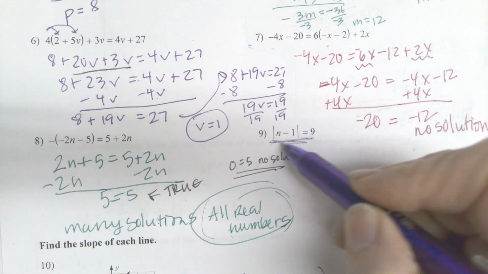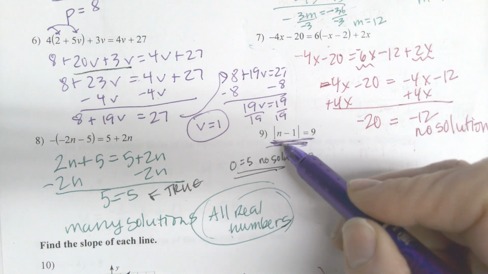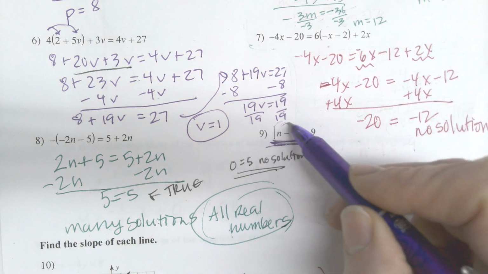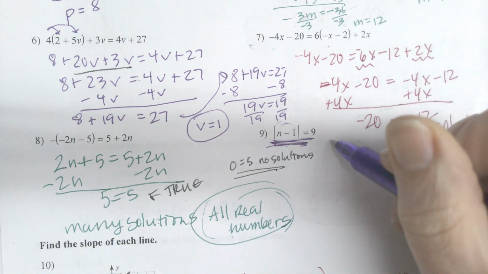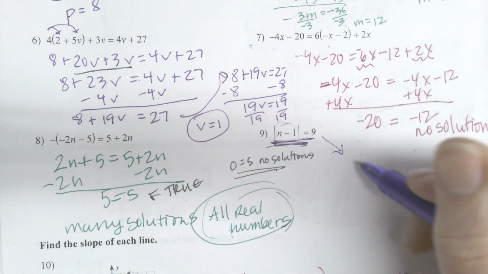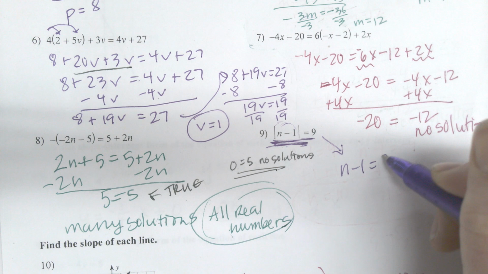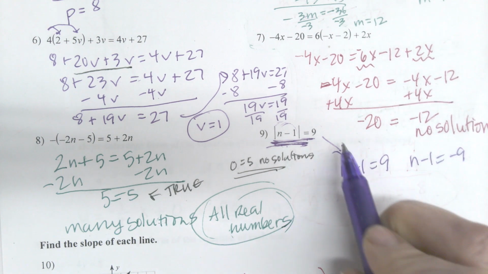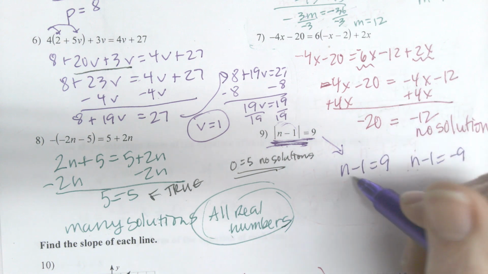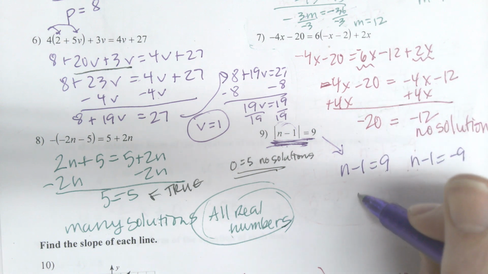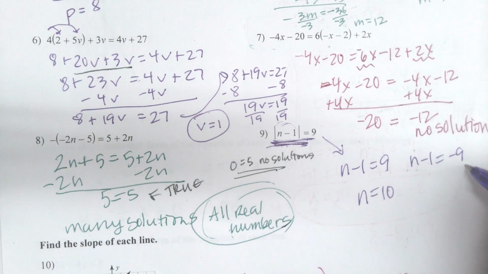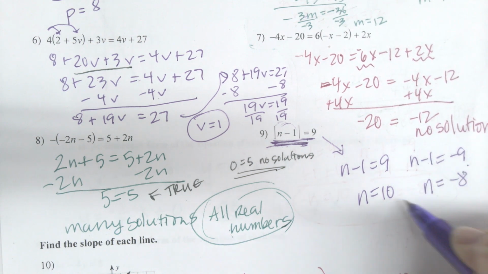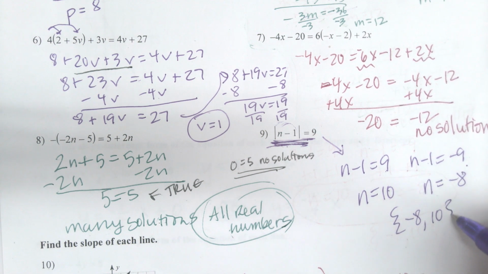Absolute value, I have to refresh that. Remember that what's inside of here could be positive or could be negative, so I end up with two equations that I'm solving for. N minus 1 could be positive 9 to get this result, and n minus 1 could be negative 9 to get this result. And so I'm going to have to solve those. If I add 1, I get n equals 10, but if I subtract 1, I get n equals negative 8. So my two solutions are negative 8 and 10.